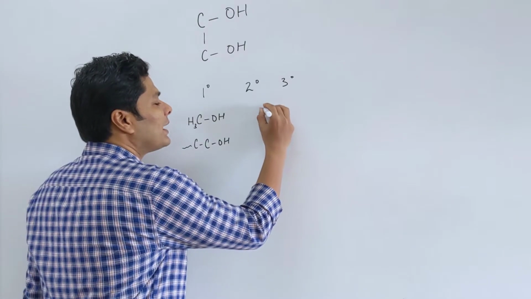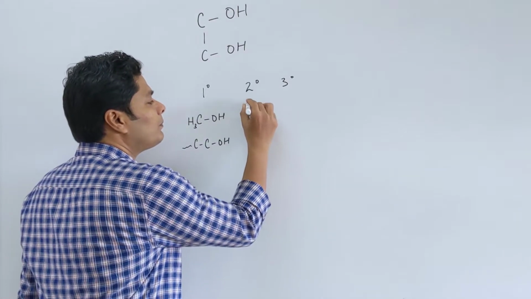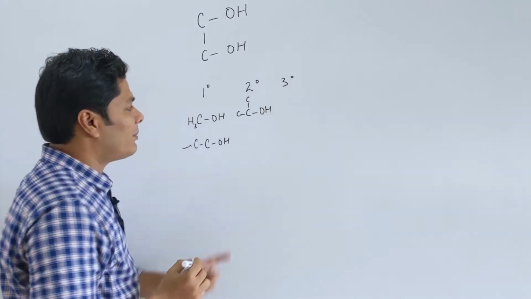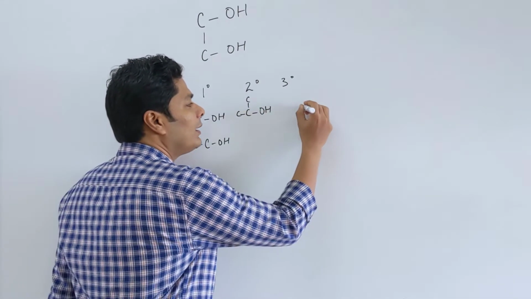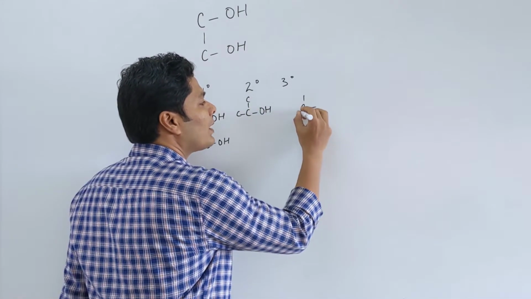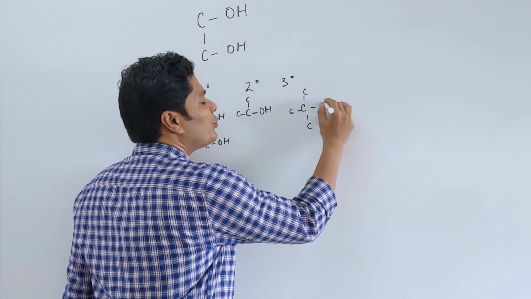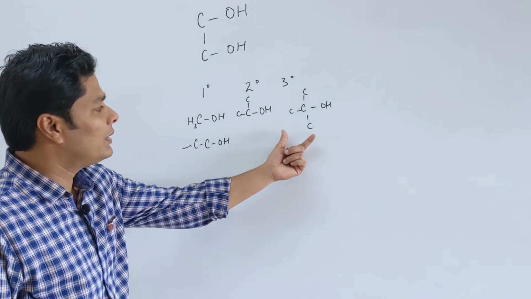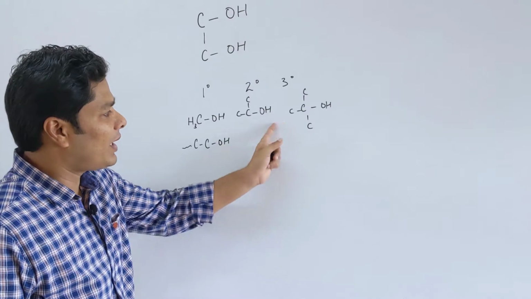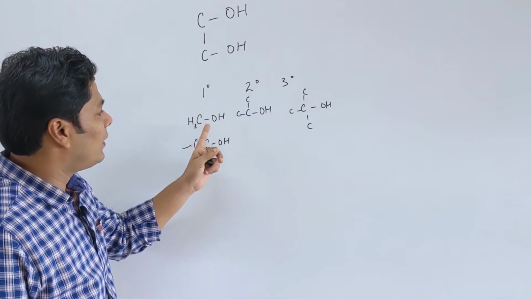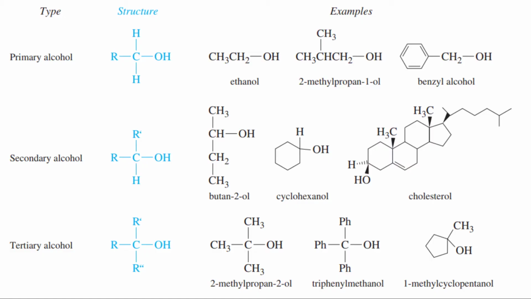If the OH group is attached to a carbon that's attached to 2 other carbon atoms, you call it a 2 degree alcohol, and the 3 degree alcohol is an OH group attached to a carbon that is attached to 3 different carbon atoms, and these could be R groups. You can also call them primary, secondary and tertiary.